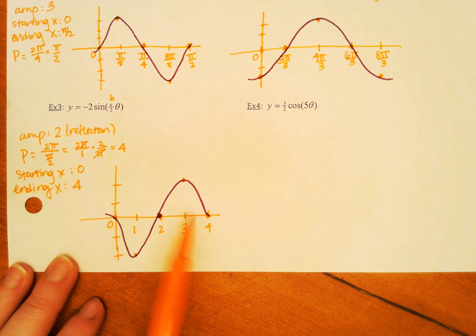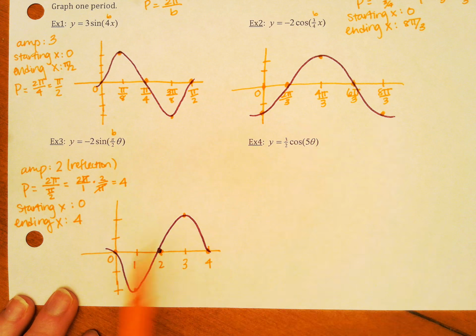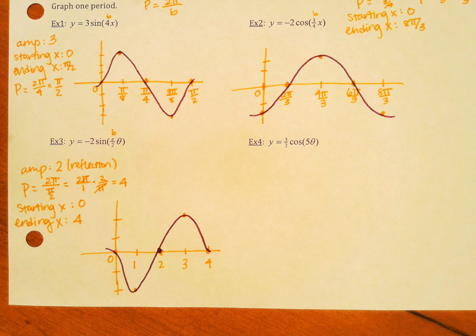And again, it's really important that when you are labeling and graphing your sine and cosine values, that you have your x-axis labeled with all of your critical values. That's what I'm looking for to give you full credit.